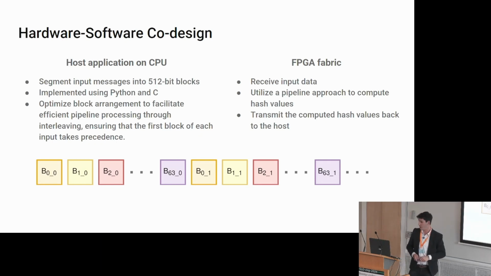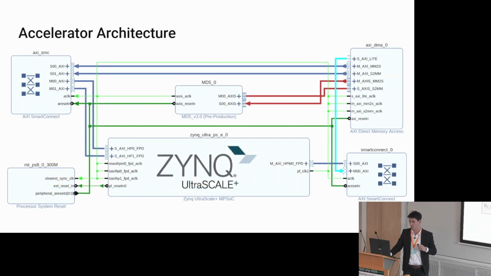On the FPGA fabric, we developed an accelerator that receives input data and utilizes a pipeline approach. The MD5 algorithm has 64 iterations, so we designed the accelerator in a 64-stage pipeline fashion. Then, after we computed it, we return the results back to the host.